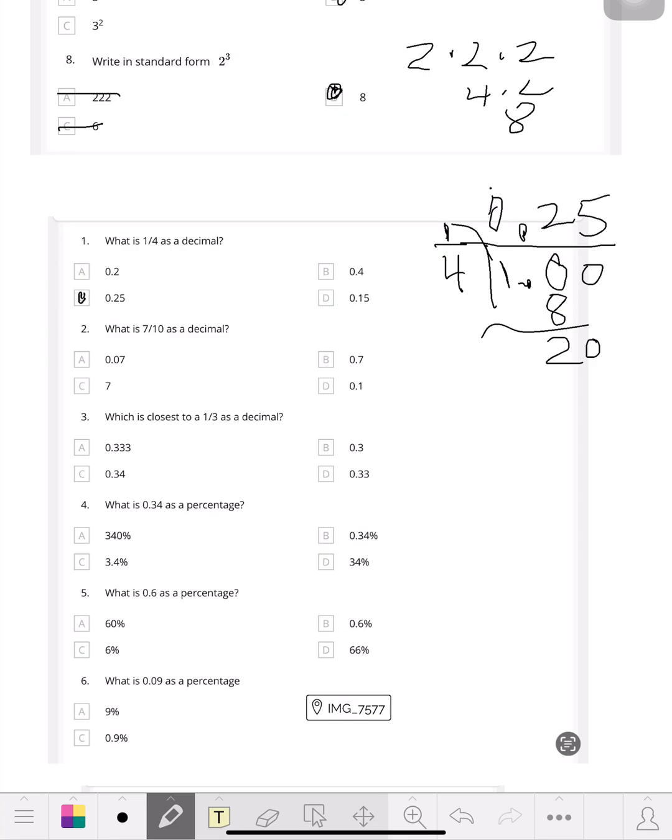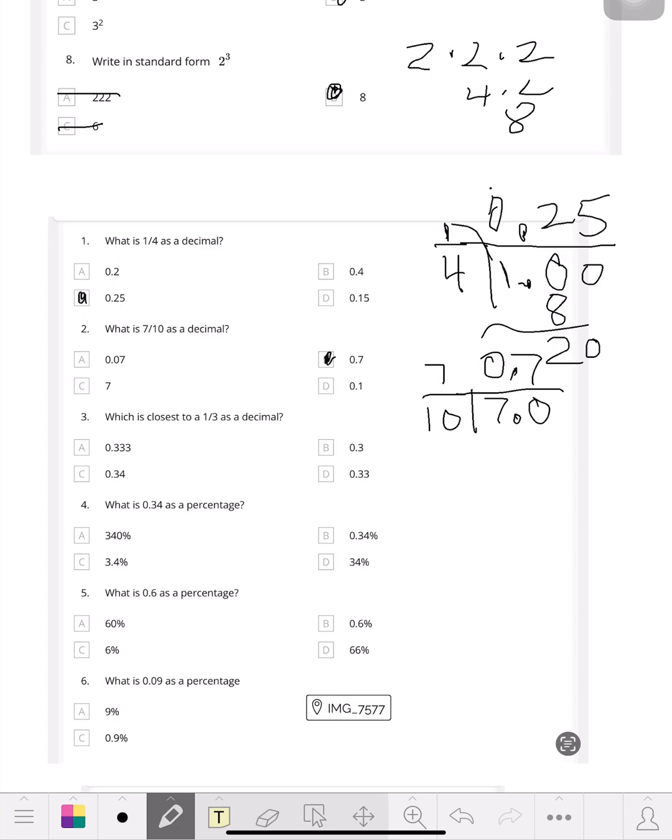Number C, that's it. 0.25, we got it. Now, 7/10 as a decimal. You might know that's going to be 0.7. If you don't, you do the same thing. You write 7 over 10, draw the line out, and put the 7 down here. 10 goes into 7, doesn't go in at all. Make a 0 here, 10 goes into 70, 7. We should have put the point up here so you know it's 0.7. Any of these say 0.7? Yeah, right here, number B.